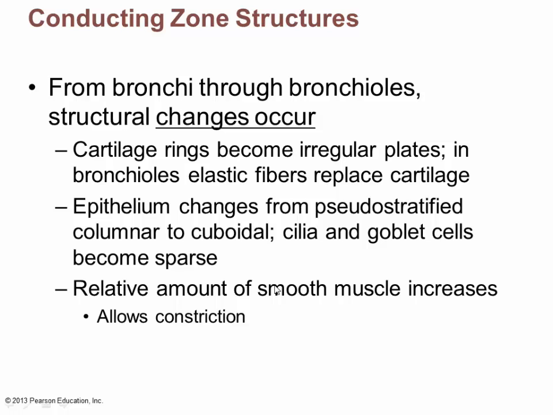We also, since we're going from pseudostratified columnar to cuboidal, don't have cilia trying to remove any debris. If you do end up having debris that gets into the bronchioles, then it has to get eaten up using macrophages, using our immune system. Now, the amount of smooth muscle, however, does increase. This allows us to constrict different areas of the lungs when necessary.